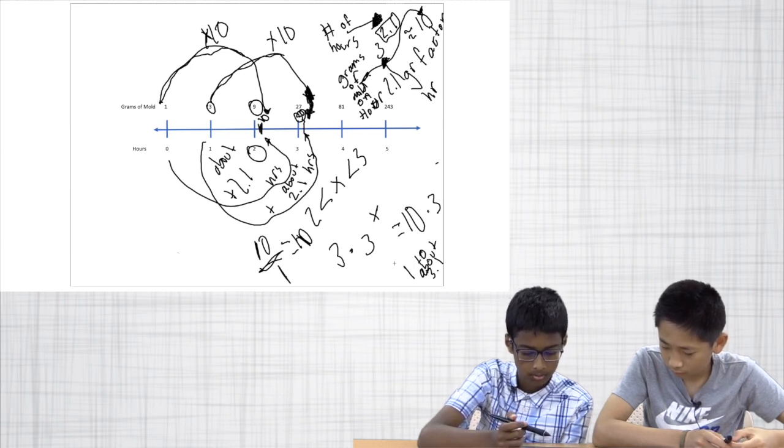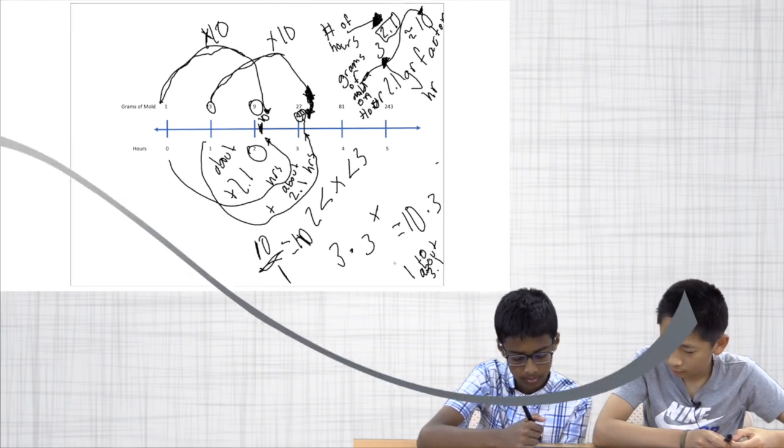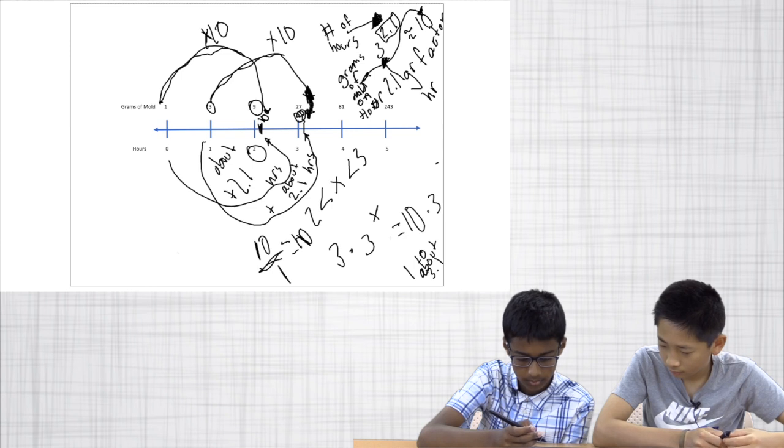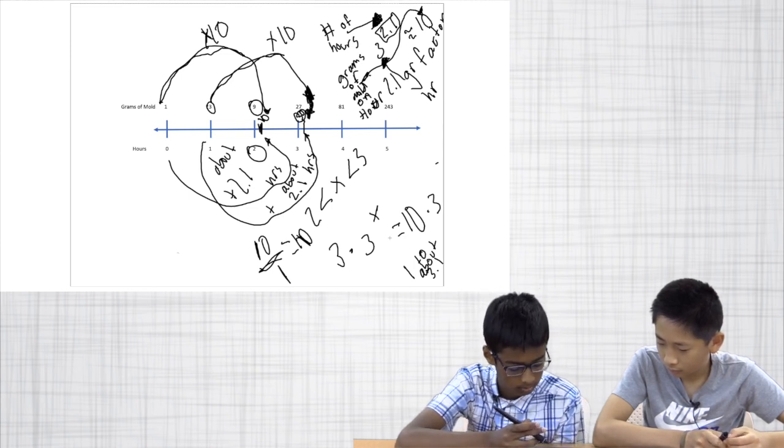Do you agree with that, Josh? Yeah. That from 1 to 3.1? The students have explained that from hour 0 to hour 2.1 and from hour 1 to hour 3.1, the grams of mold have increased by a factor of 10 as shown on their number line. How do you know that from 1 to 3.1, it's going to increase by a factor of 10?